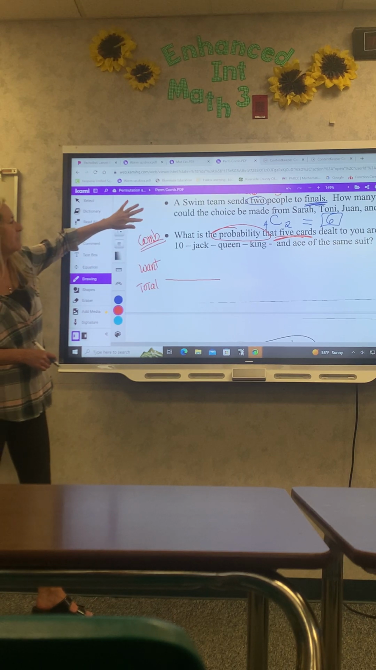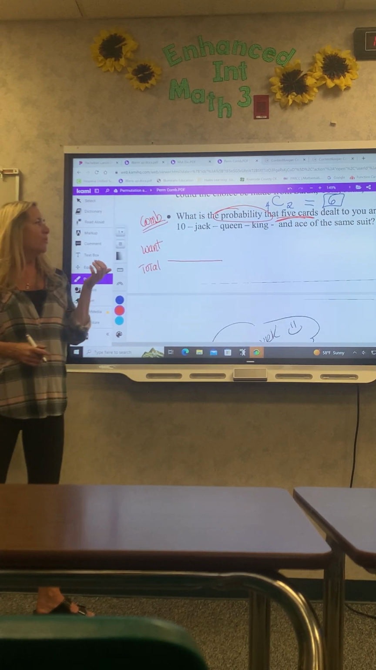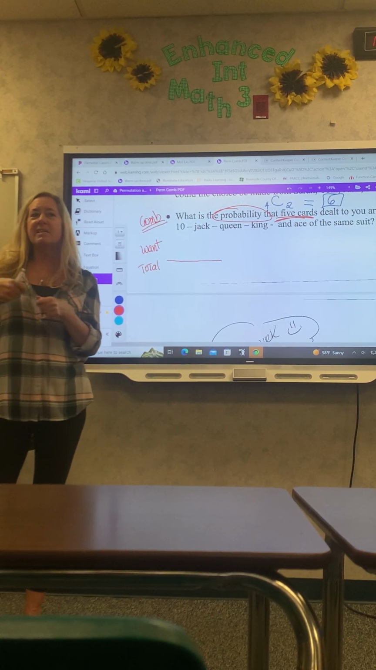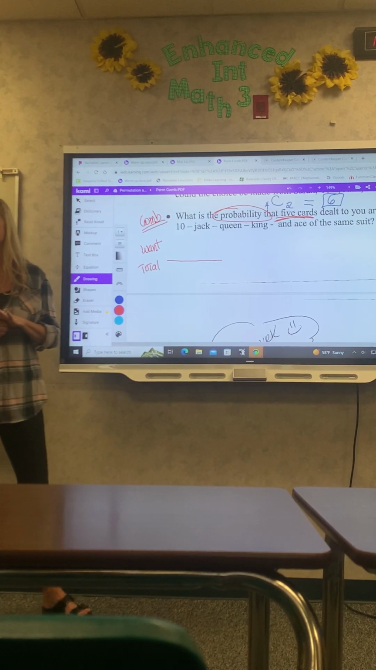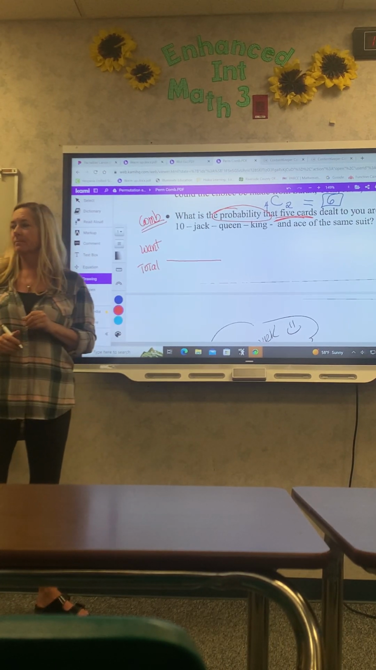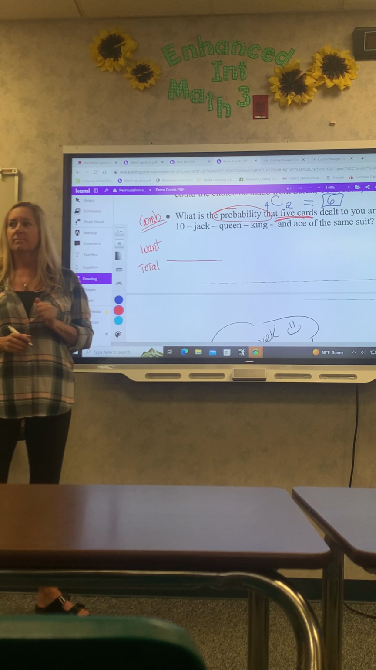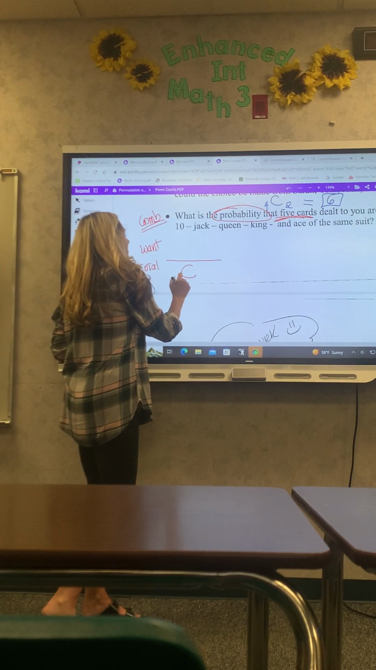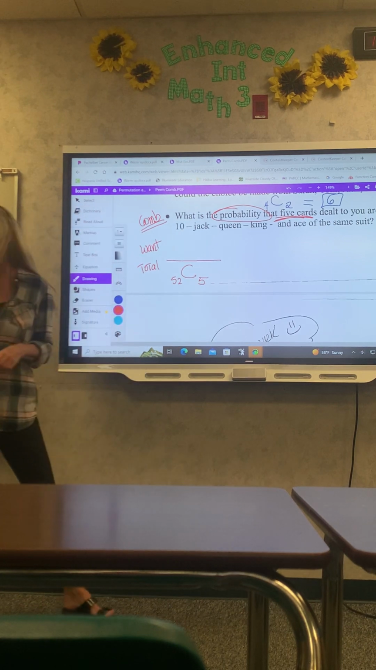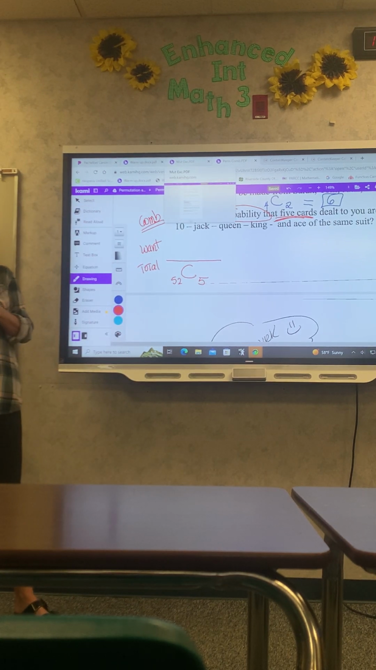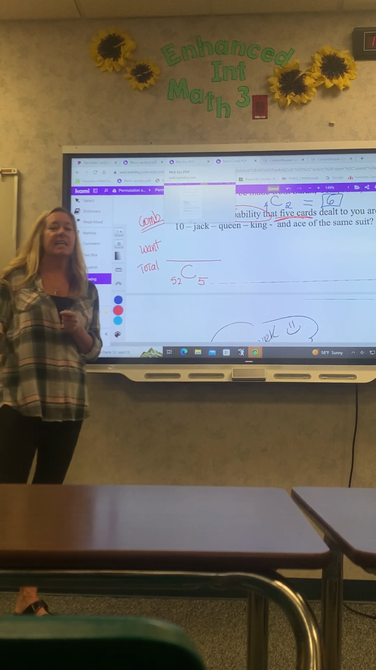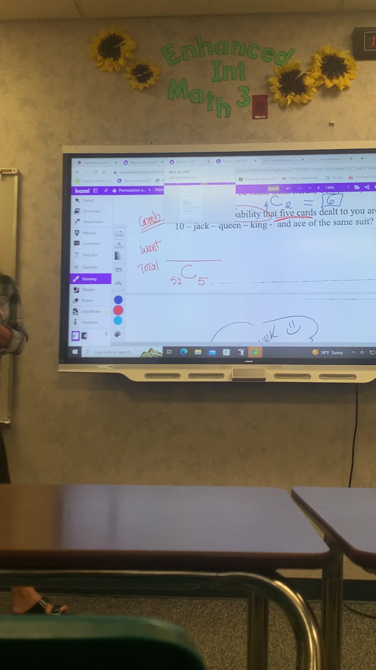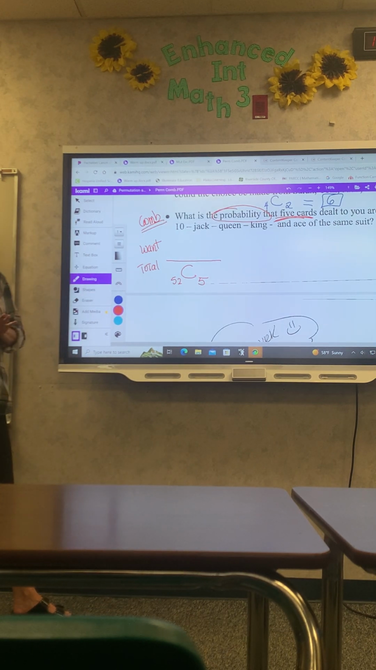So let's talk about the denominator. So we have to think of all the ways you can be dealt 5 cards. So what does that look like? Well, it's not 52, it's 52 choose 5, right? It's a combination. So there's 52 cards, all the ways they can give us 5 cards. So the bottom is 52 choose 5.